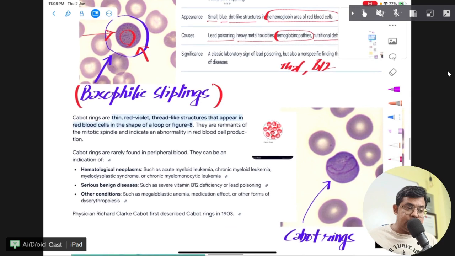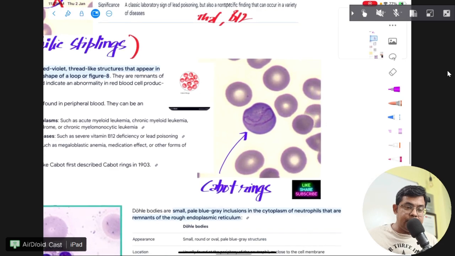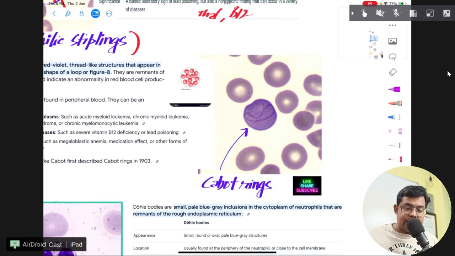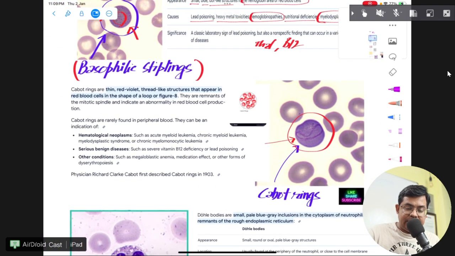So, the next inclusion is the Cabot ring. Here in this image, you can see that there is one ring-like structure present within this RBC, and this ring-like structure is basically a Cabot ring. So, this is a thin red-violet thread-like structure. Sometimes it forms a figure of 8 structure within the RBC.